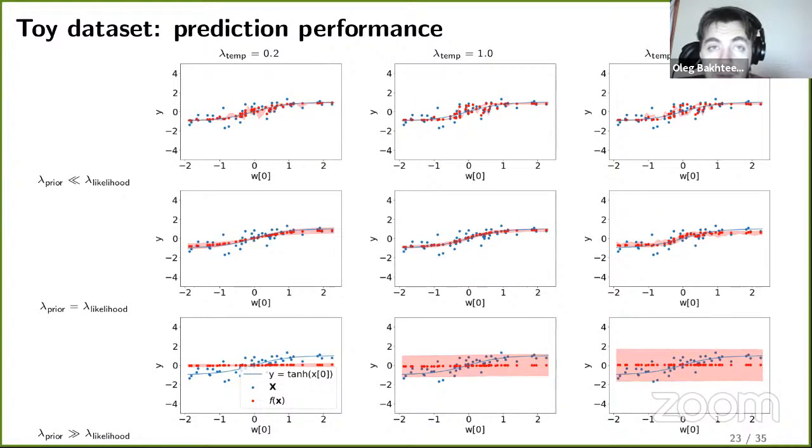Here are the plots for the prediction performance. We can see that the temperature poorly controls the predictive performance, but the balance between the likelihood and the prior can influence it. For example, if we have a prior very small in comparison to the likelihood term, we see that the model tends to overfit, and it's rather okay for this balance.